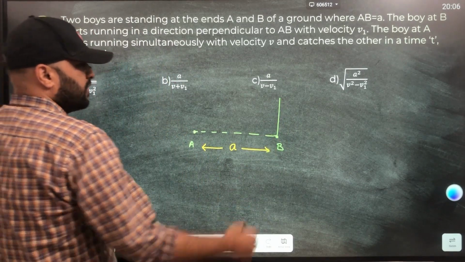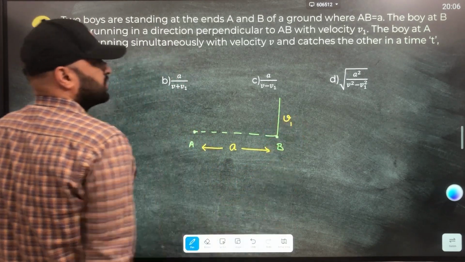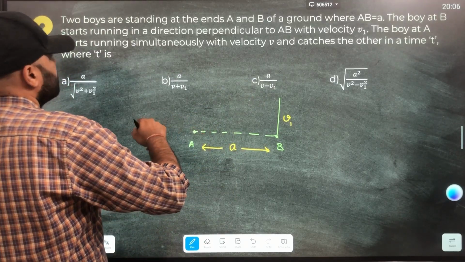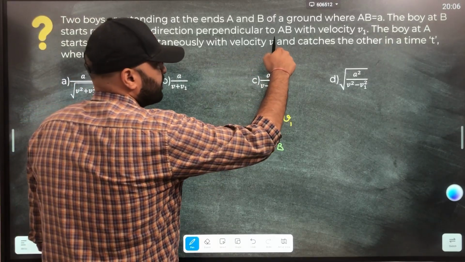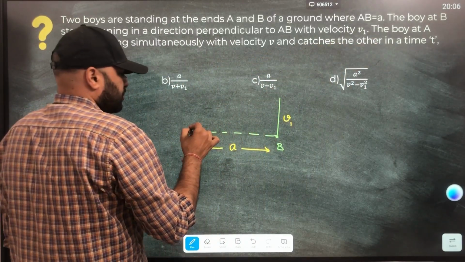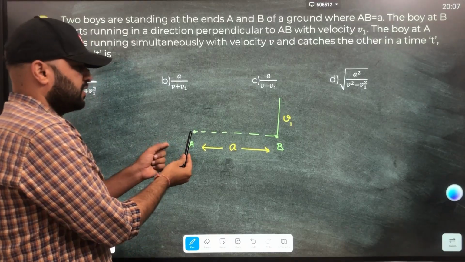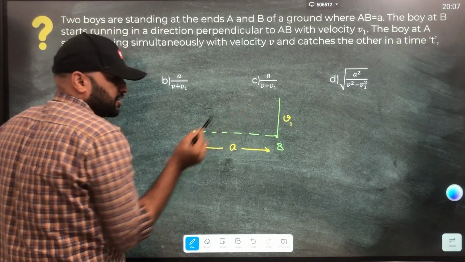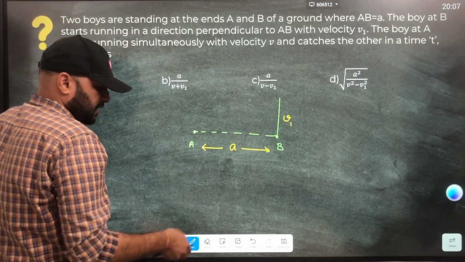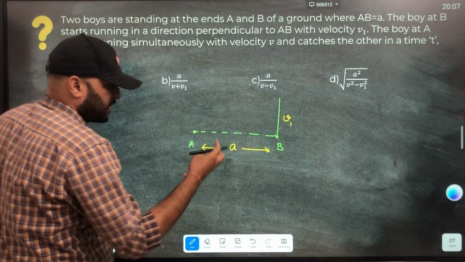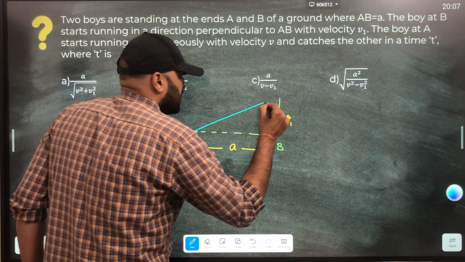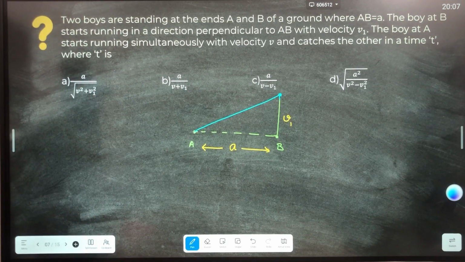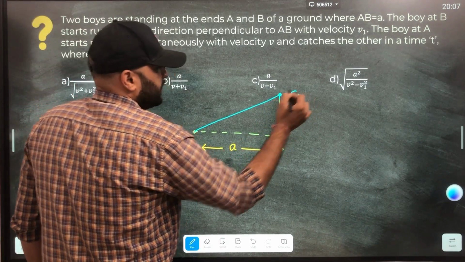With the velocity V1. So let's say this is V1. The boy at A starts running simultaneously with the velocity v and catches the other in time t. So if you are moving in this particular direction, you will never catch him, right? You have to move in this particular direction, then only you will catch him. So let's say at point C they both meet.